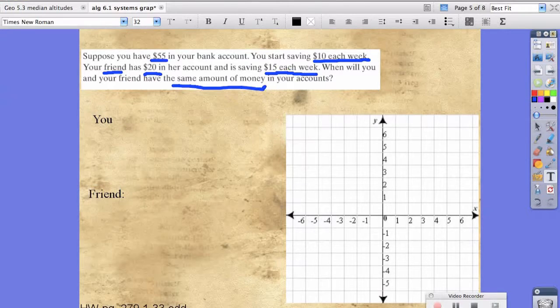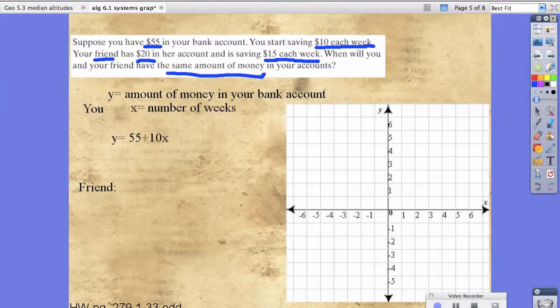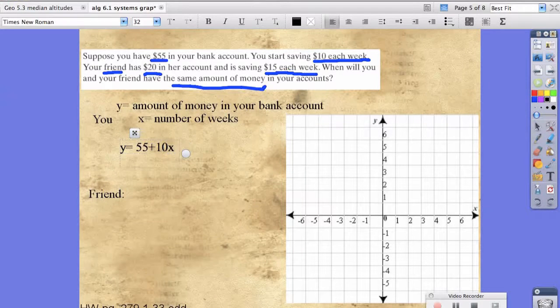Now, we're going to let y be equal to the amount of money in your bank account. So y equals the amount of money in your bank account. So y equals, now you start off with $55 and you add $10 each week. So we're going to say x is equal to the number of weeks. So, for your equation, you have y equals 55 plus 10x, or to make it look a little cleaner, we write y equals 10x plus 55.